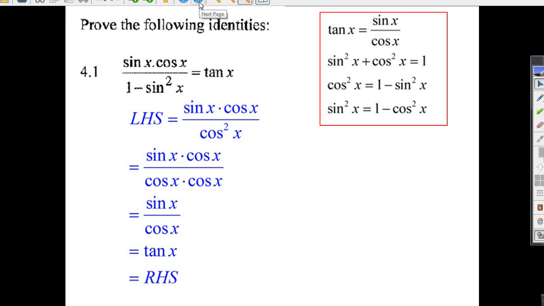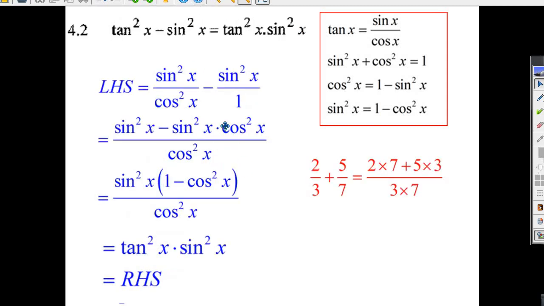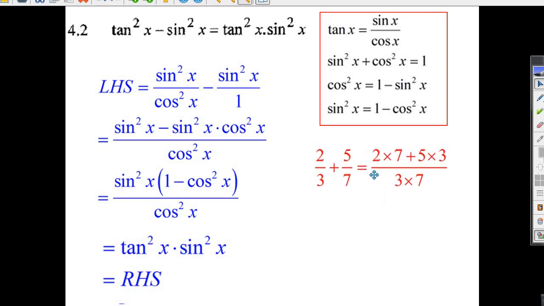Now let's try a little bit of a harder question. Say you have this, tan squared minus sine squared, and you're supposed to prove that it's equal to tan squared times sine squared. That little dot means times. Well, you get a mark just by starting with the left-hand side. Instead of tan, you can write sine over cos, so tan squared is sine squared x over cos squared x. That's your first step.